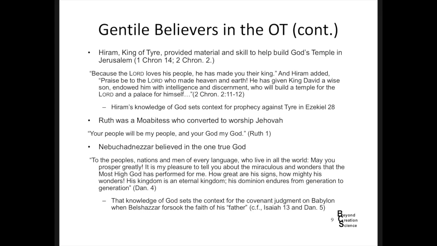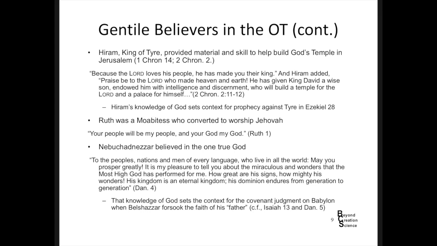And then there was Nebuchadnezzar, king of Babylon. Does this look like something that a true believer would say? "To the peoples, nations, and men of every language who live in all the world, may you prosper greatly. It is my pleasure to tell you about the miraculous signs and wonders that the Most High God has performed for me. How great are his signs, how mighty his wonders. His kingdom is an eternal kingdom. His dominion endures from generation to generation." From the mouth of a Gentile believer. That knowledge of God sets the context for the covenant judgment that came on Babylon.